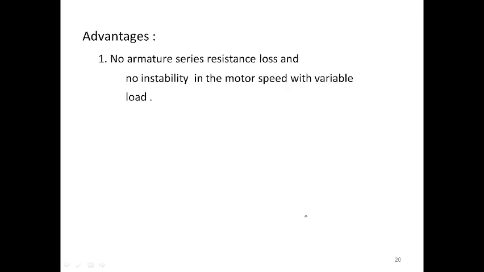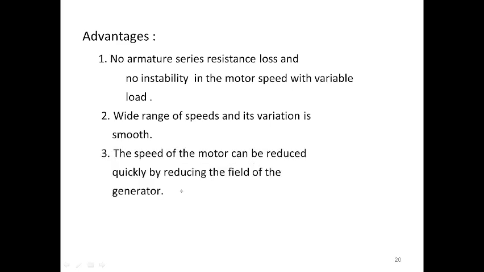Here are the advantages. There is no armature series resistance loss and no instability in the motor speed, because we are exciting with the DC generator. There is no direct connection to the armature, that's why there is no resistance. Next, a wide range of speeds, and the variation is smooth. These are the main advantages. Also, the speed of the motor can be reduced quickly by reducing the field of the generator.